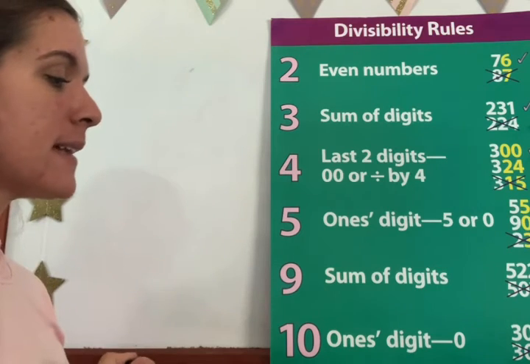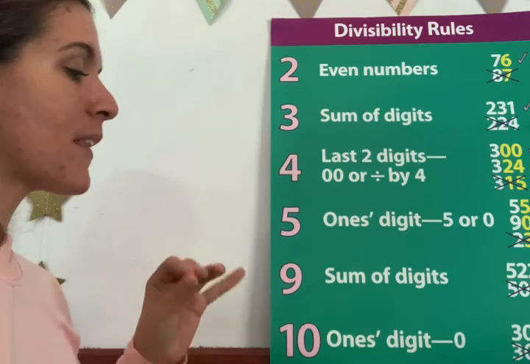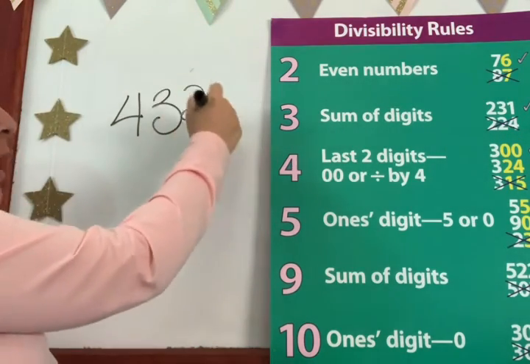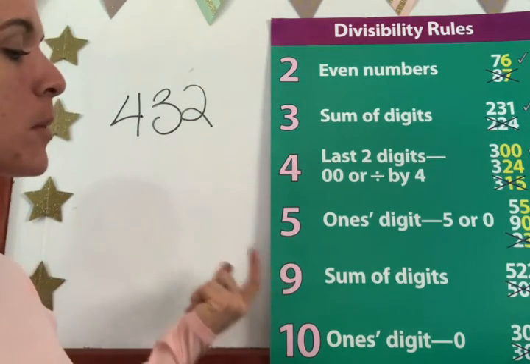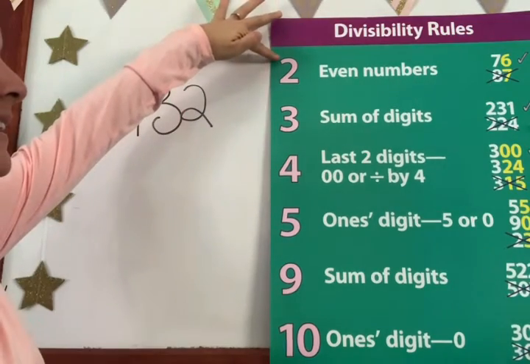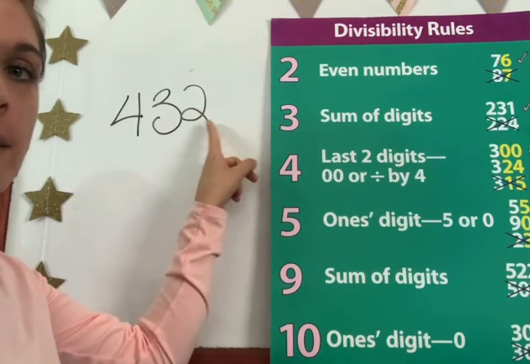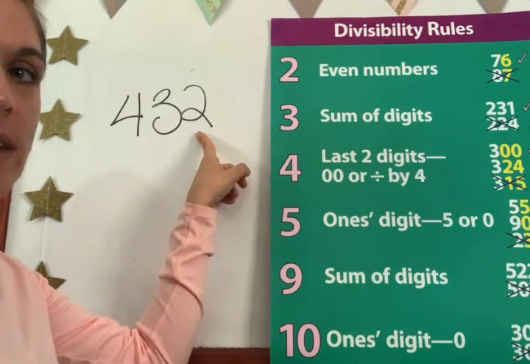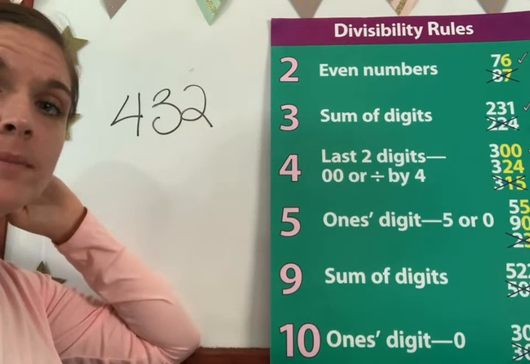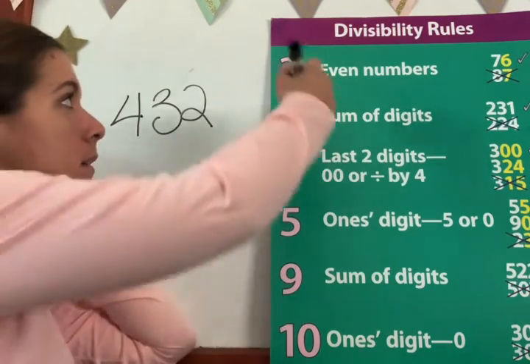Look at number 2. It says, put a check mark in the space if the number on the left is divisible by the number at the top. Okay, so here we go. We have 432. The first thing it asks us to do is, is it divisible by 2? Remember what the rule is. It's even. Is this number even, the last number even? Remember your even numbers, 0, 2, 4, 6, 8, 10. Okay, is it even? Yes. So is it divisible by 2? Yes. Check.